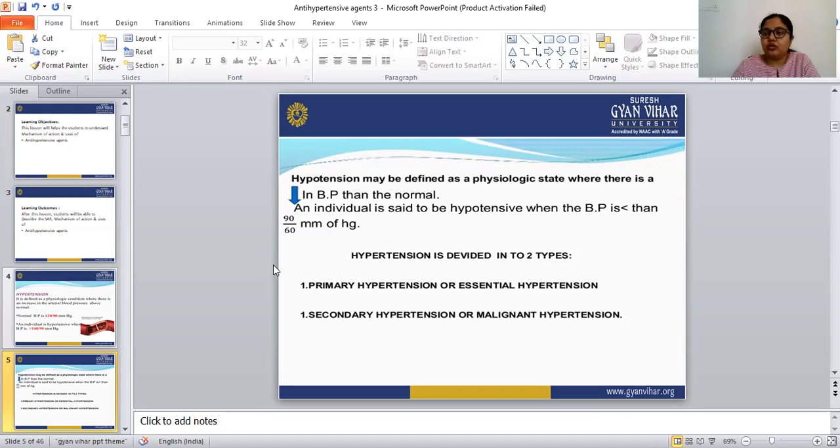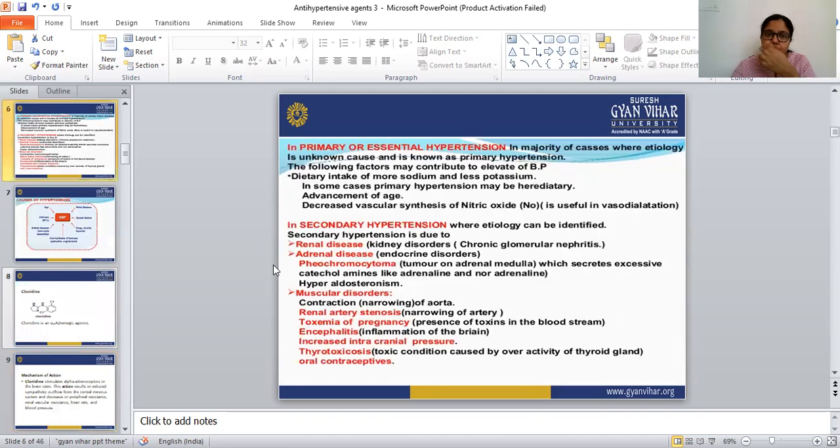Primary hypertension may be due to heredity, or due to a higher intake of sodium and a lower intake of potassium, or maybe age. As the age increases, primary hypertension may occur. In primary or essential hypertension, in the majority of cases the etiology is unknown.